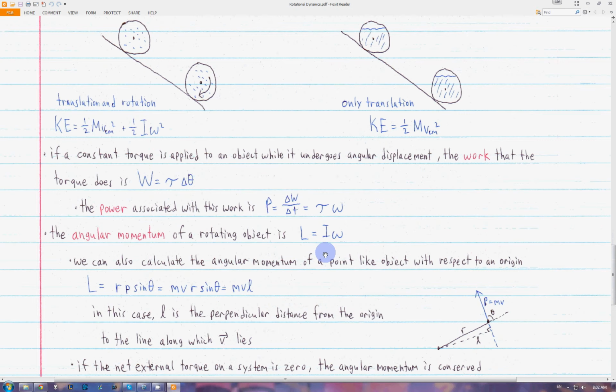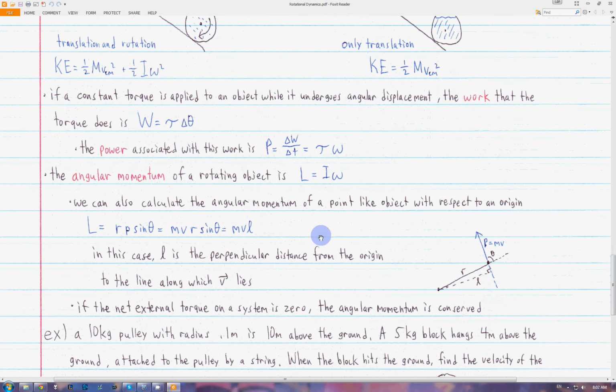So the angular momentum of a rotating object is the moment of inertia times the angular velocity, just like how the linear momentum of an object is mv. And this is the angular momentum of a whole rotating object, and we can also calculate the angular momentum of a single point if we calculate it with respect to some origin. So here we have this point over here, and it's moving in a circle, and this vector is the momentum vector, mv.